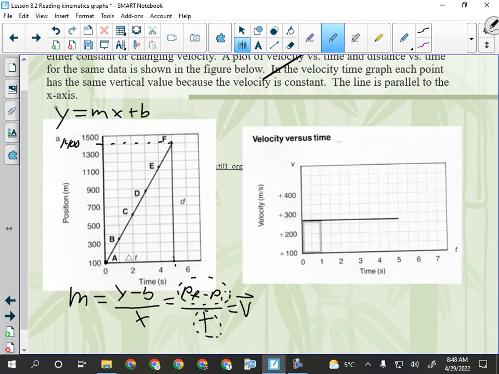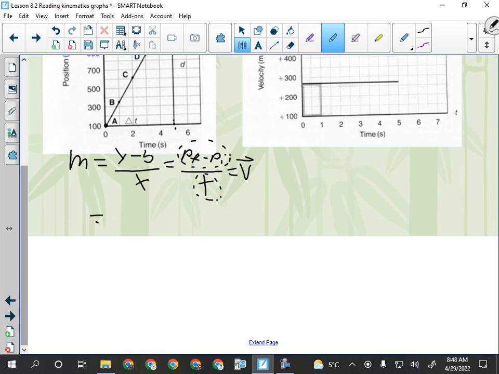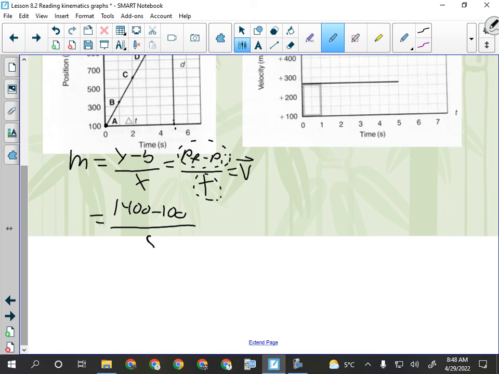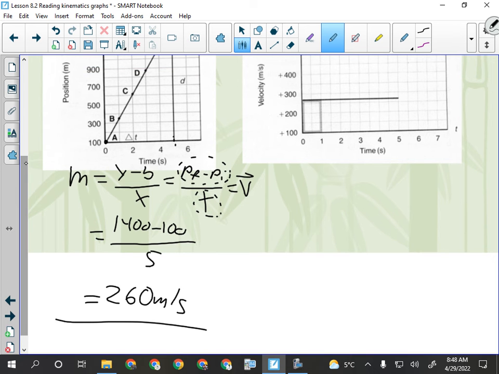So if I do this calculation right here, I'm going to have 1400 minus 100, okay, because B was 100 and Y was 1400, divided by 5 seconds. That's 260 meters per second. Is that exactly what this graph is showing? It is showing an object moving at 260 meters per second for 5 seconds. Okay? All right, so we have to be able to do that interpretation.